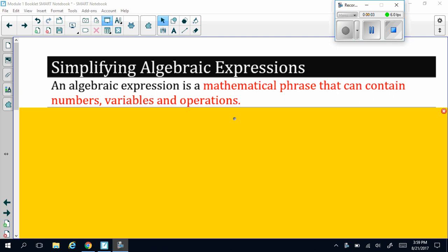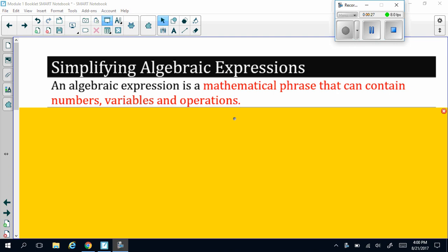In this video, we're going to talk about simplifying algebraic expressions. So we just did the order of operations. That is what we do to evaluate a numeric expression, or numerical expression, which has just numbers and operations. An algebraic expression is a mathematical phrase that contains numbers, variables, and operations. So we have the variables.